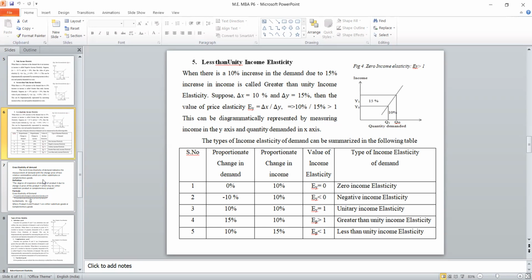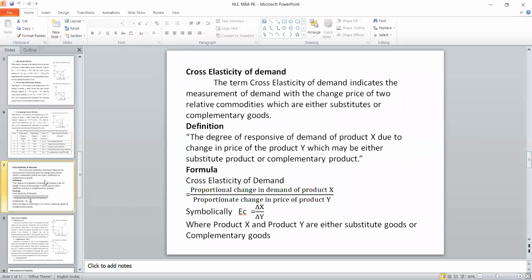Sometimes they may ask in Section B, but when they want to ask elasticity as a case study, they will ask the price elasticity only, not the other two. So for a case study, concentrate more on price elasticity. For a theory question, you can go for income elasticity and cross elasticity. If you have any doubt, you can ask me. Now I'm going to discuss the next one, that is cross elasticity.